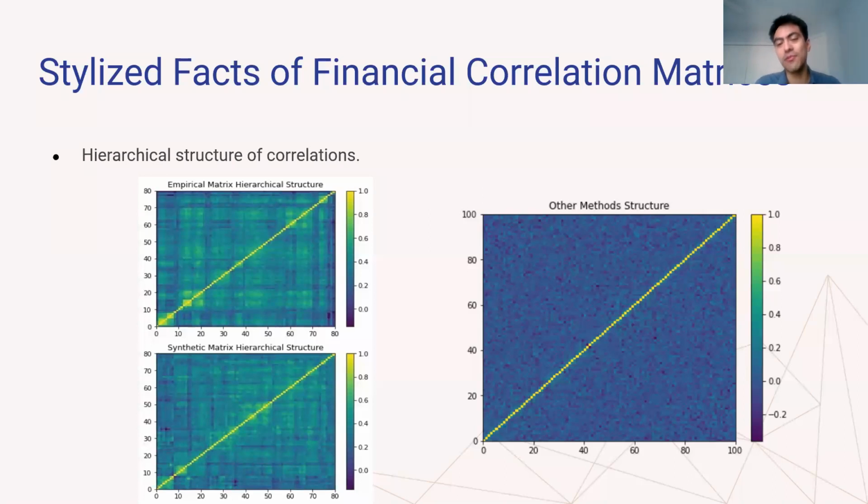But if you contrast it on the right with the correlation matrix generated by other methods, you're barely able to distinguish any structure of correlations there. Even though it's not random, it looks random, but that's how you're able to tell if it's not a real correlation matrix.